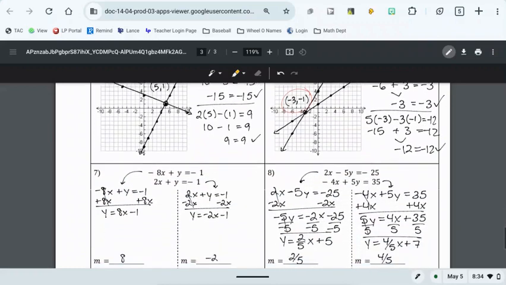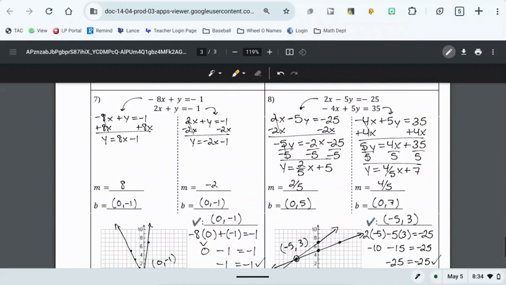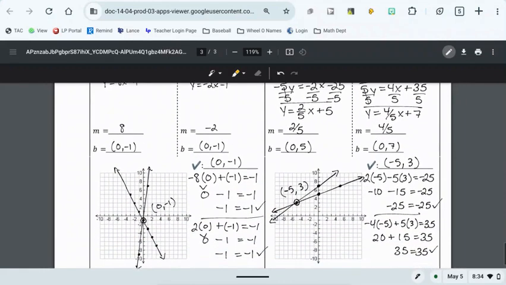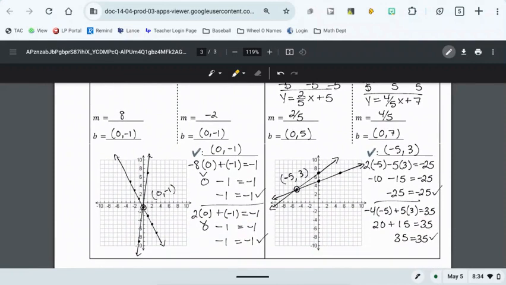All right, last one to check, number 7. There was minimal solving to do because y had no coefficient with it, so we had nothing to divide by. But as you see, we go ahead and solve, get to slope-intercept form. The solution appears to be (0, -1), and then through the checking process, it confirms that our solution is (0, -1).